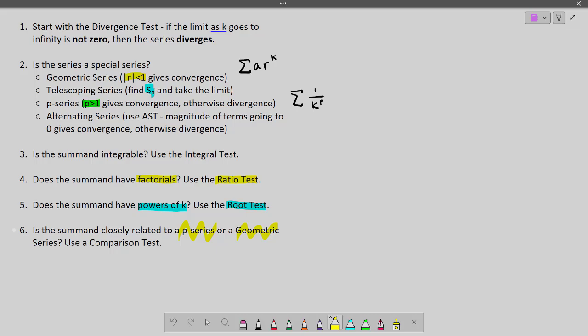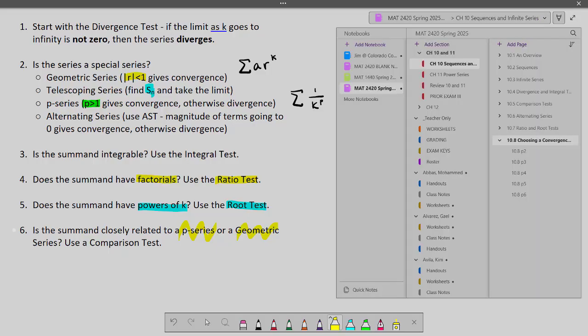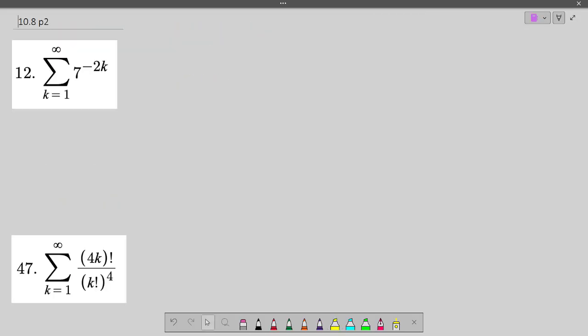Same with the geometric series. Geometric series, AR to the k. If there's something added or if there's possibly a whole other function in there, it's not geometric. So geometric has to be AR to the k. So let's try a few. Let's see if we can use our mad skills to figure out what to do.